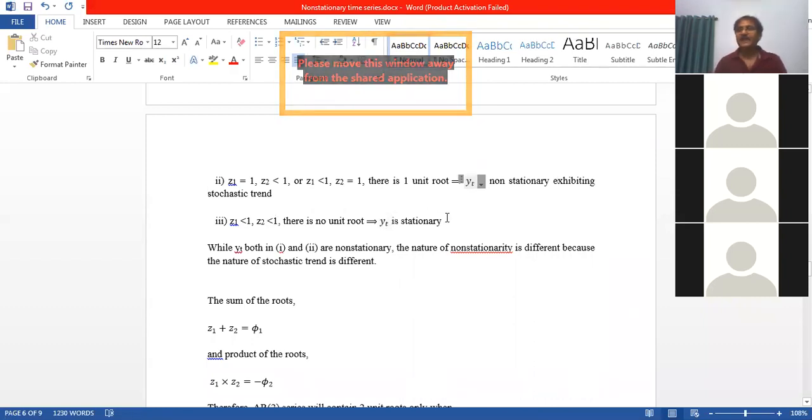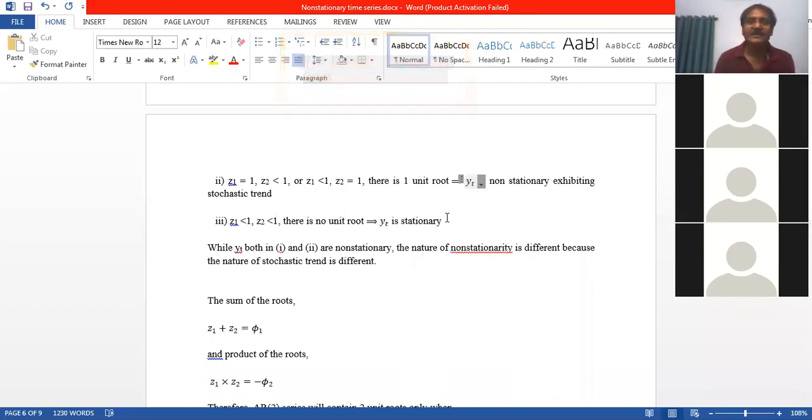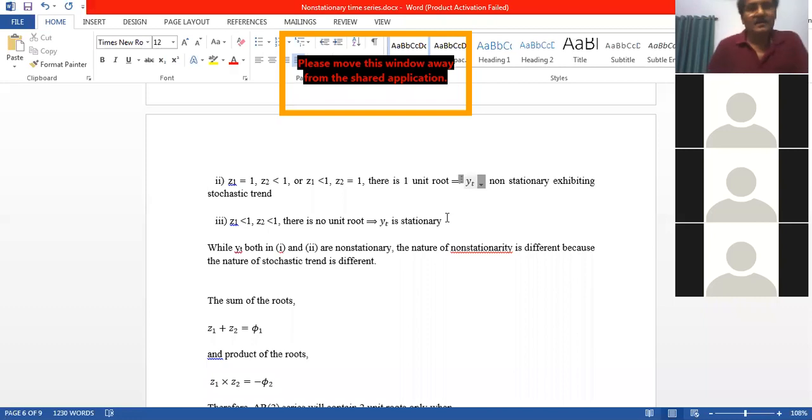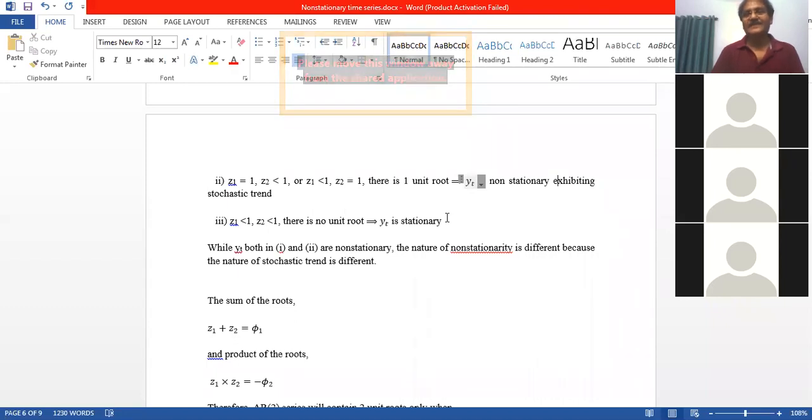So the stationarity condition, we can say alternatively, is that the value of the characteristic roots should be less than 1. If the value of the characteristic roots is less than 1, the series will be stationary. You can understand it just by conceptualizing the case of AR1. In the case of AR1, Yt is stationary when phi 1 is less than 1. In the case of AR1, phi 1 is the characteristic root, z.